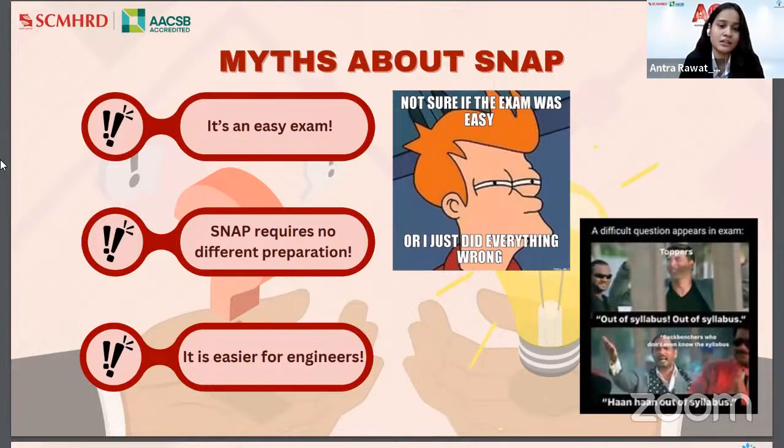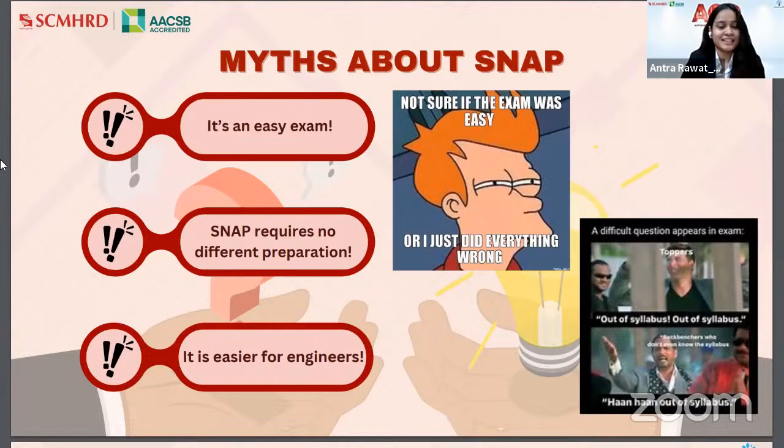Apart from that, it requires no different preparation, as we have mentioned in the previous slide, that although some topics are overlapping, there are a few topics which are new and unique to SNAP, and you should prepare for all of them. So you require a little bit more preparation also for SNAP.